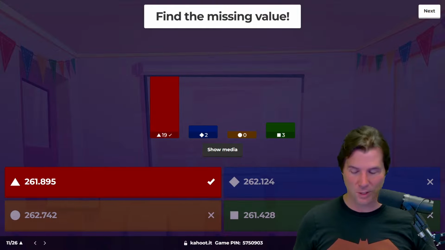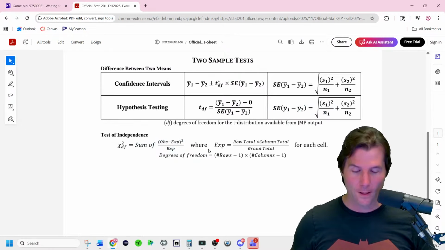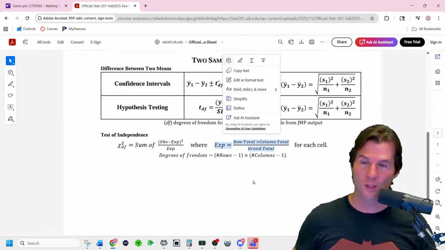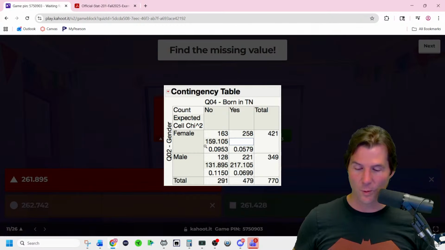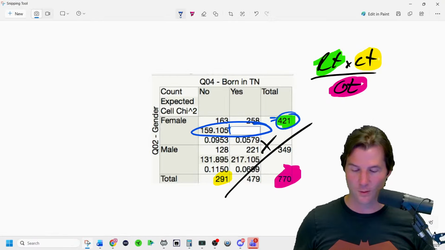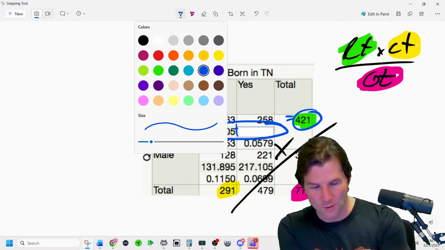Let's put the review 3 in the chat again. But you get the formulas, so you don't actually have to memorize them. The formulas are right here. The expected cell counts, that's what you're trying to solve right there, is row total times column total over grand total. What is another name for the counts of the data? They're also called the what values? Think of an O word. What's another name for the counts?